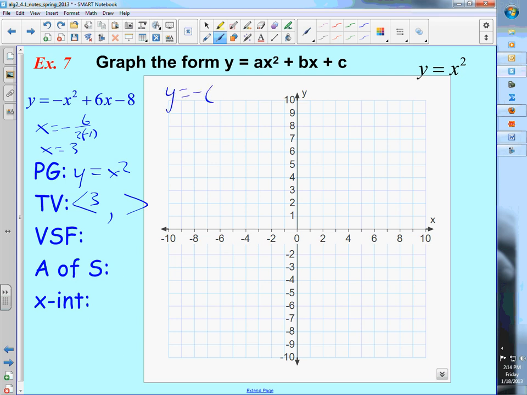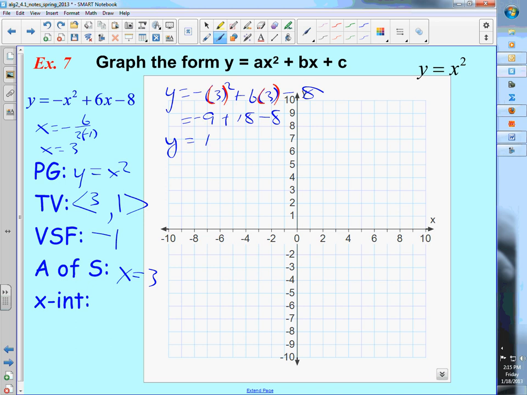y equals negative 3 squared plus 6 times 3 minus 8. Every time you substitute in for x, every single time, put parentheses around what you're substituting, and you're less likely to make dumb mistakes. 3 squared is 9. This is negative 9. Plus 18 minus 8. That's going to give you a y value of 1 in the translation. Now, it's not a touchdown dance here. You're just making the list. Don't forget, in your list, vertical stretch is negative 1, and the axis of symmetry is x equals 3.